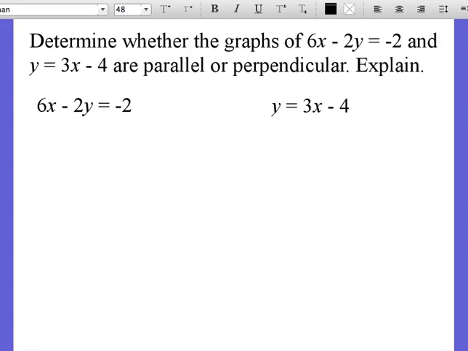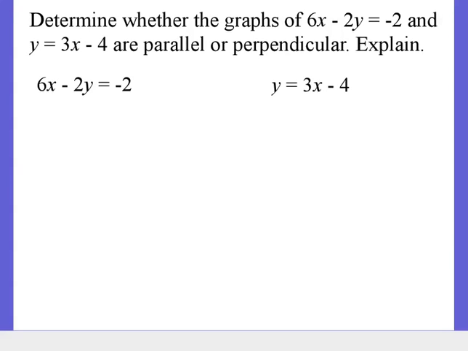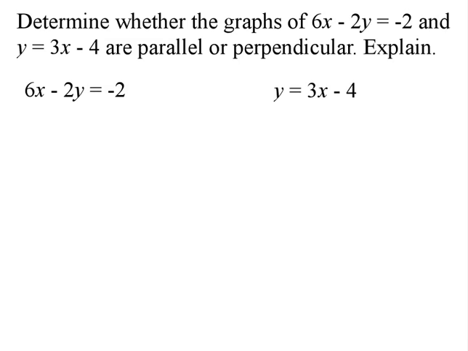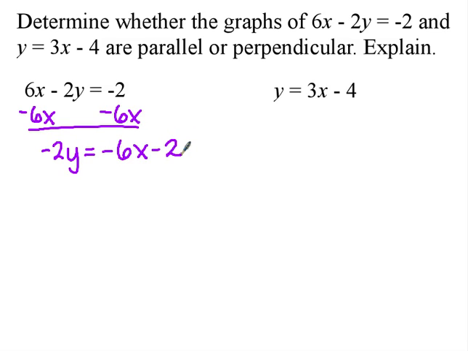So do you see what I did now? I just brought down those two graphs, or two lines, sorry. And now what I'm going to do is find the slope of each of those lines, and then I'm going to compare the numbers. Should be pretty straightforward. How do I find the slope of 6x minus 2y equals negative 2? Yep, so I've got to go ahead and get y all by itself. So I'm going to go ahead and subtract 6x. So I end up getting negative 2y equals negative 6x minus 2.